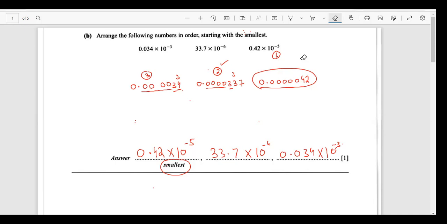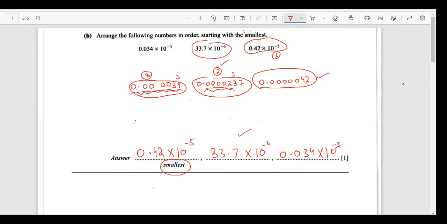Yes, ma'am. But in the part where you wrote the answers in the bottom, how did you arrange them from smallest to biggest? Okay, since I wrote these equivalent numbers over here, and I know this would be the smallest, so I wrote this first. Then I could see that this is the second smallest, so I wrote this number over here, and then this was the largest number, so I wrote this in the end, right? Yeah, right.